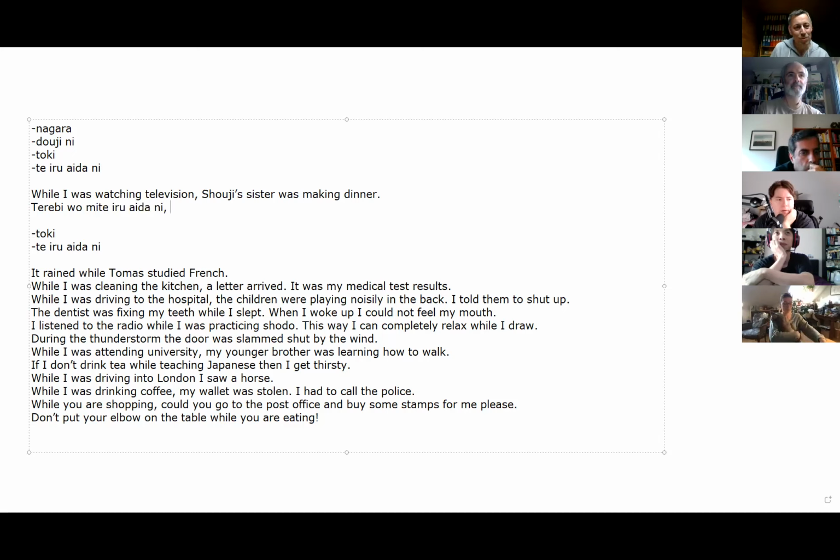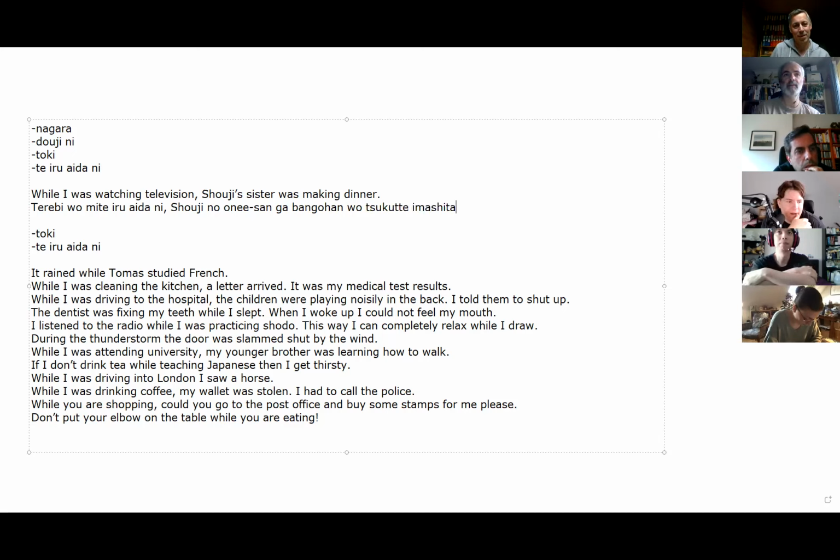Shoji no one-san. Shoji no one-san. Ga. Eating. Yoru gohan? So what do you say when you say good evening to somebody, like you did this evening? Konbanwa. Yeah. You say konbanwa. So kon means this, ban means evening. Ban gohan. Tsukute imashita. Very good. Yeah. Tsukute imashita. Very good.